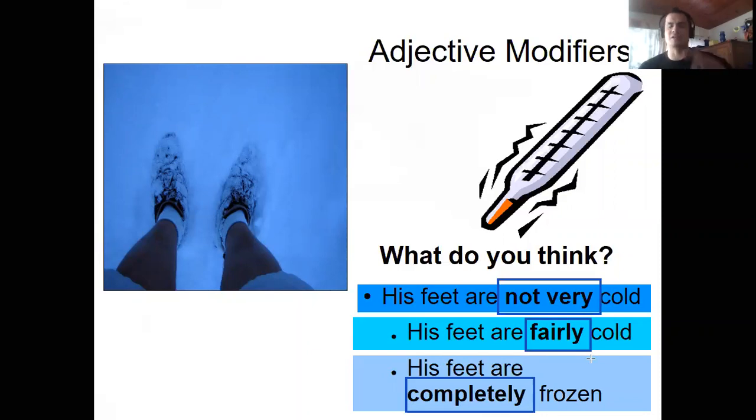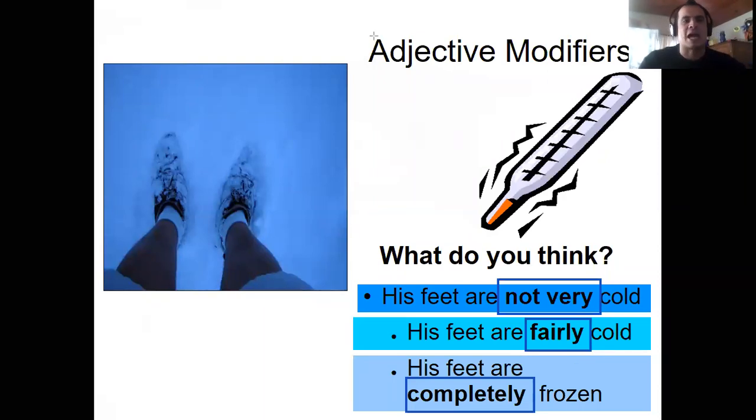Use the difference between the adjectives. Miren que acá el adjetivo es frozen y acá el adjetivo es cold. Con fairly pasa lo mismo que con incredible. Very good. Es cuando el tope ya es máximo, completely. You see that? Oh no, his feet are completely frozen, right? It's the top, to the frozen, to the cold, to the degrees that you say completely, right?